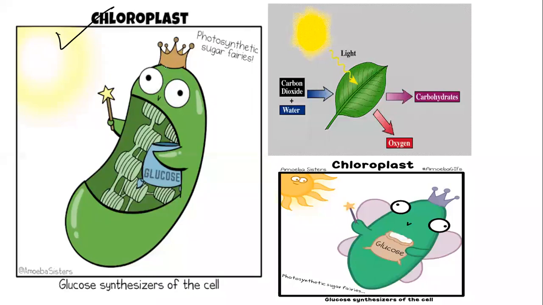This chloroplast is only present in plants, especially the plant leaf. That's why chloroplast contains a pigment, chlorophyll, that is reflecting the green light. That's why the full leaf looks green, because it is reflecting green.